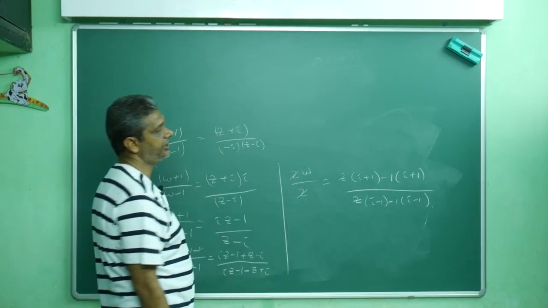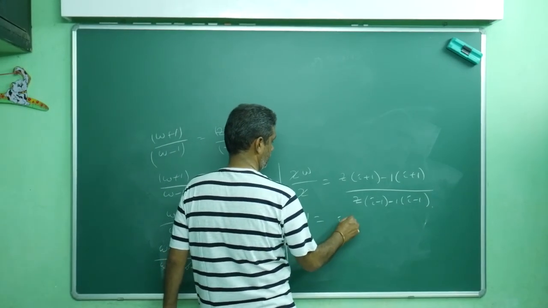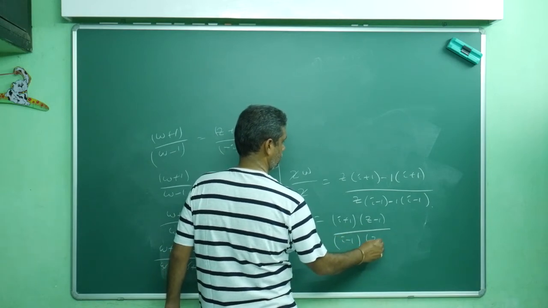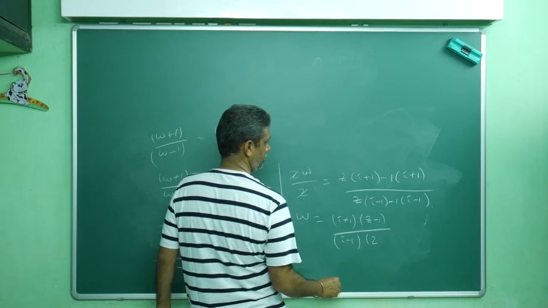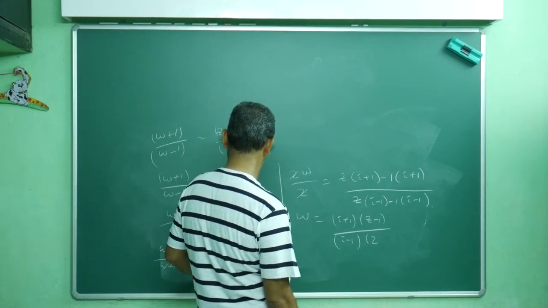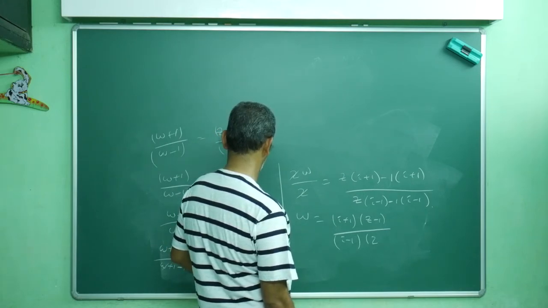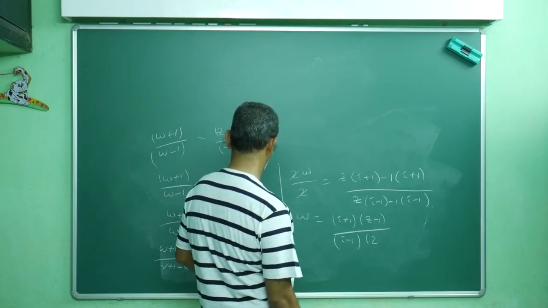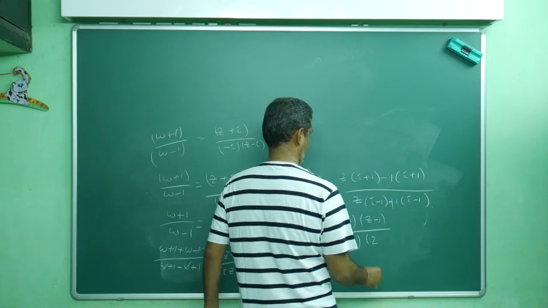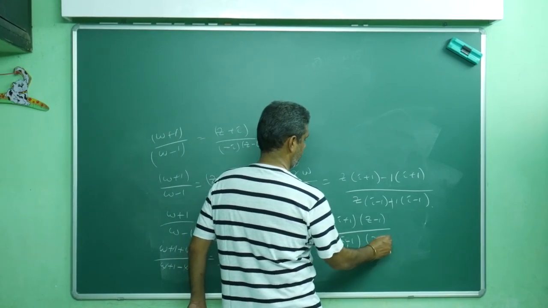My aim is W equal to AZ plus B by CZ plus D, then my job is over. So W is equal to, if you take I plus 1 common, Z minus 1, I minus 1 is what? Something wrong. Then if you take I minus 1, minus 1 if you take, no, no, plus only here, sorry. So here, no, no, I minus 1, this is plus 1.